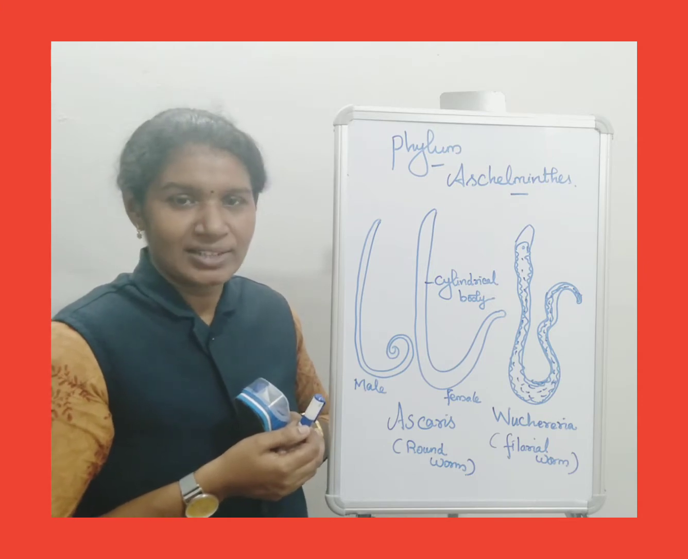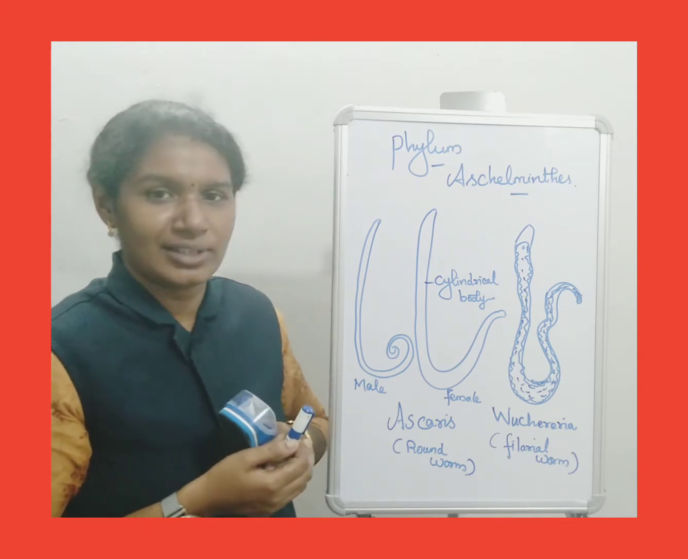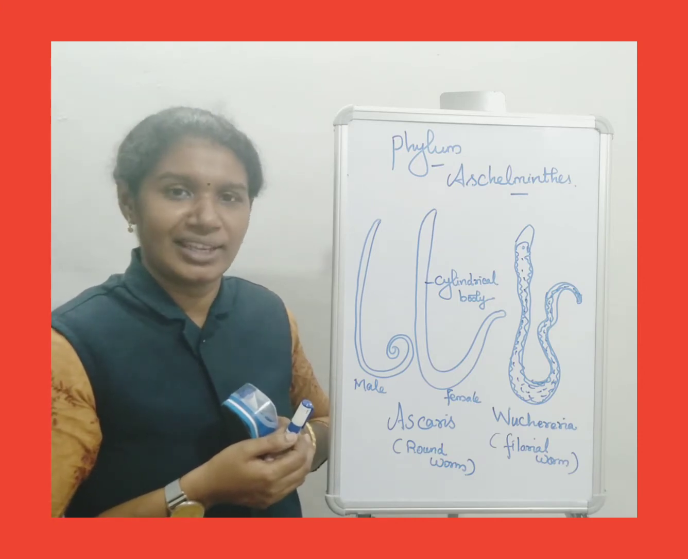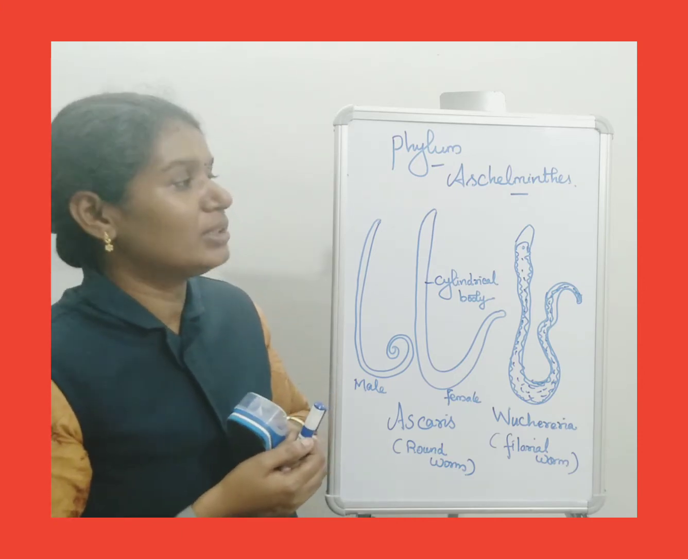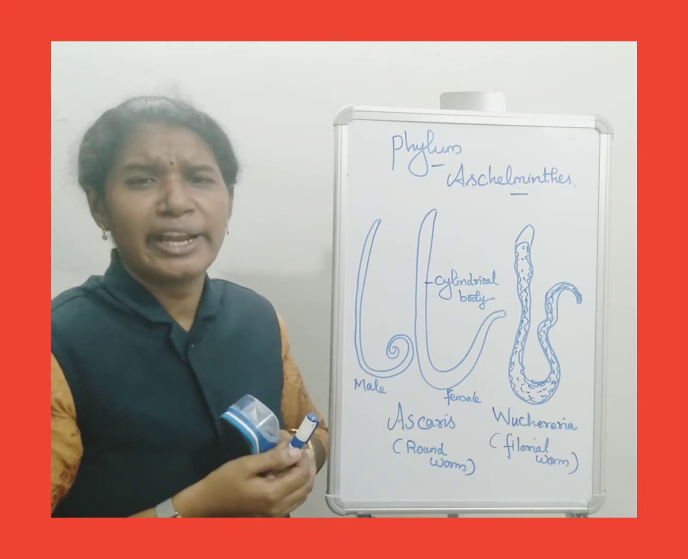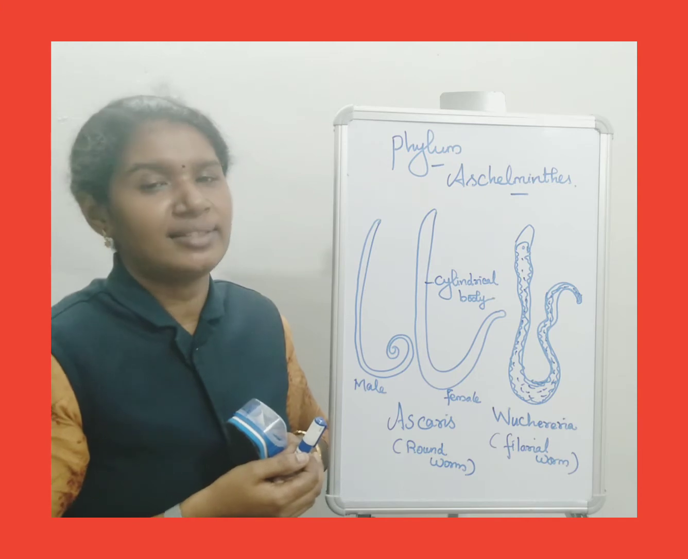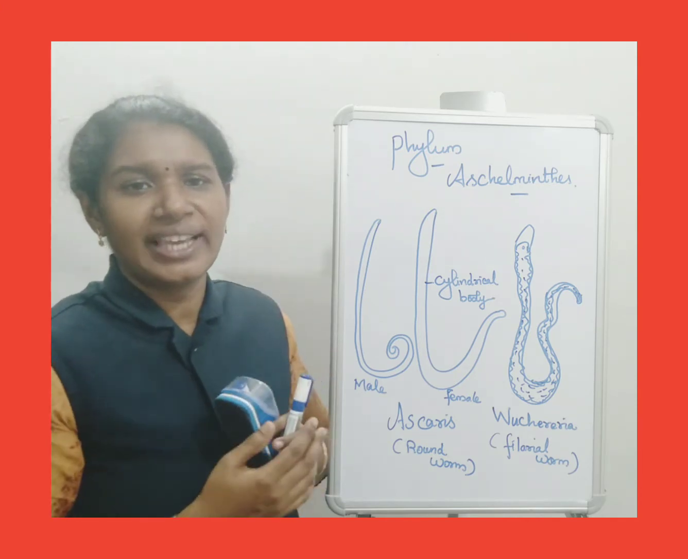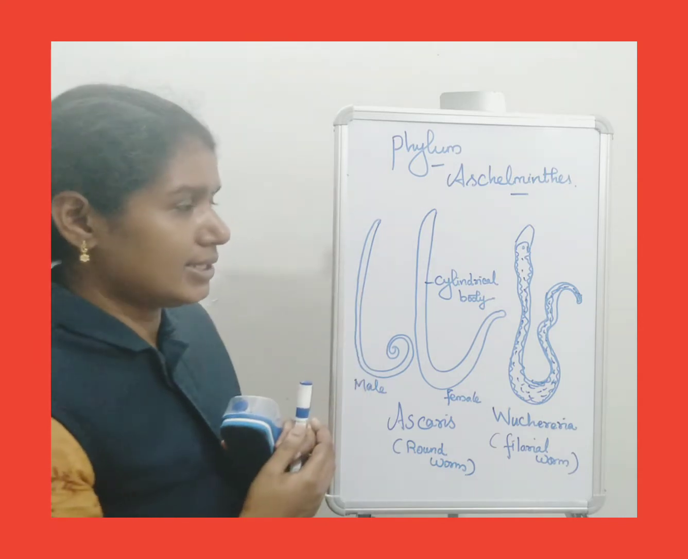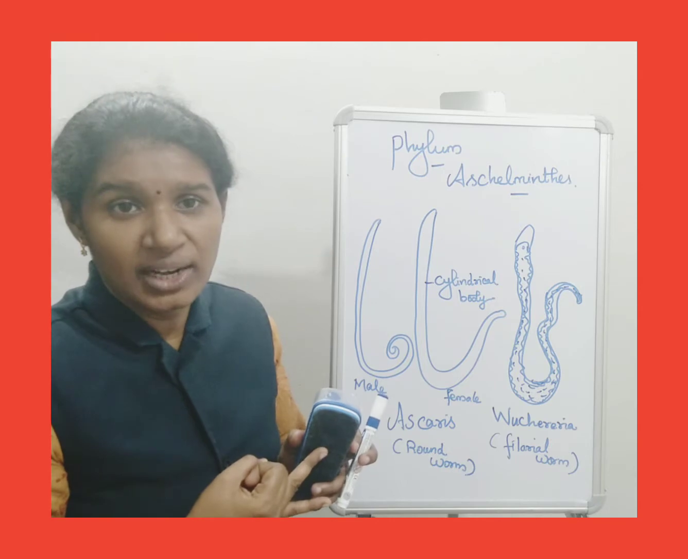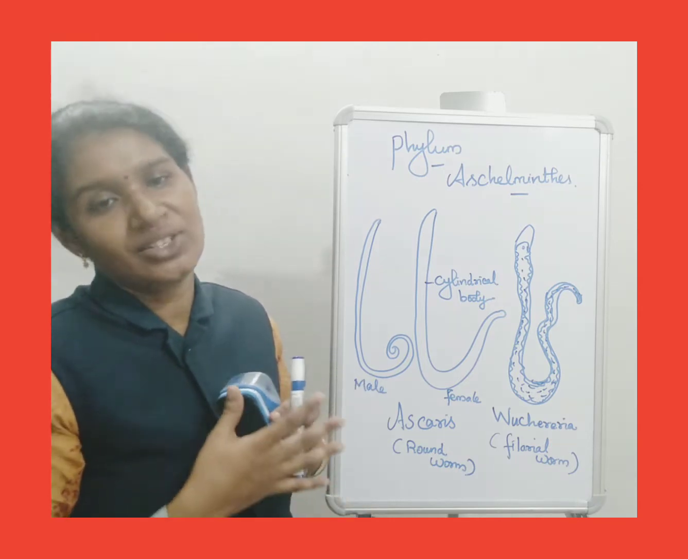Today our topic is Phylum Aschelminthes. Aschelminthes belongs to the animal kingdom. Aschelminthes is otherwise called Helminthes, and it also has another name, Nematoda. And what are the general characters of Aschelminthes? It is a triploblastic, bilateral and pseudocoelomate animal.